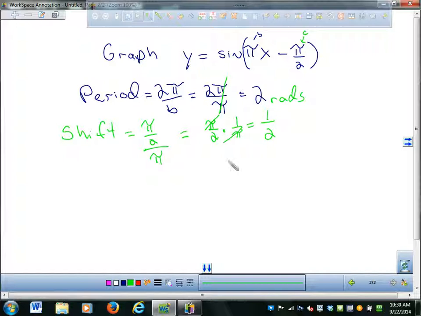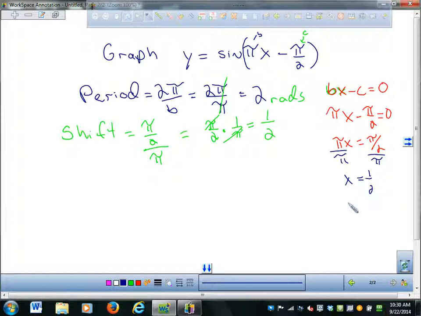Bx minus c equals 0. If you like using formulas, you write it down: bx minus c equals 0. I know that b is pi, x is x, c is pi over 2, equals 0. I add pi over 2 to both sides. I get pi x equals pi over 2. I divide both sides by pi, and I get x equals 1/2. And that tells you the starting point, okay?